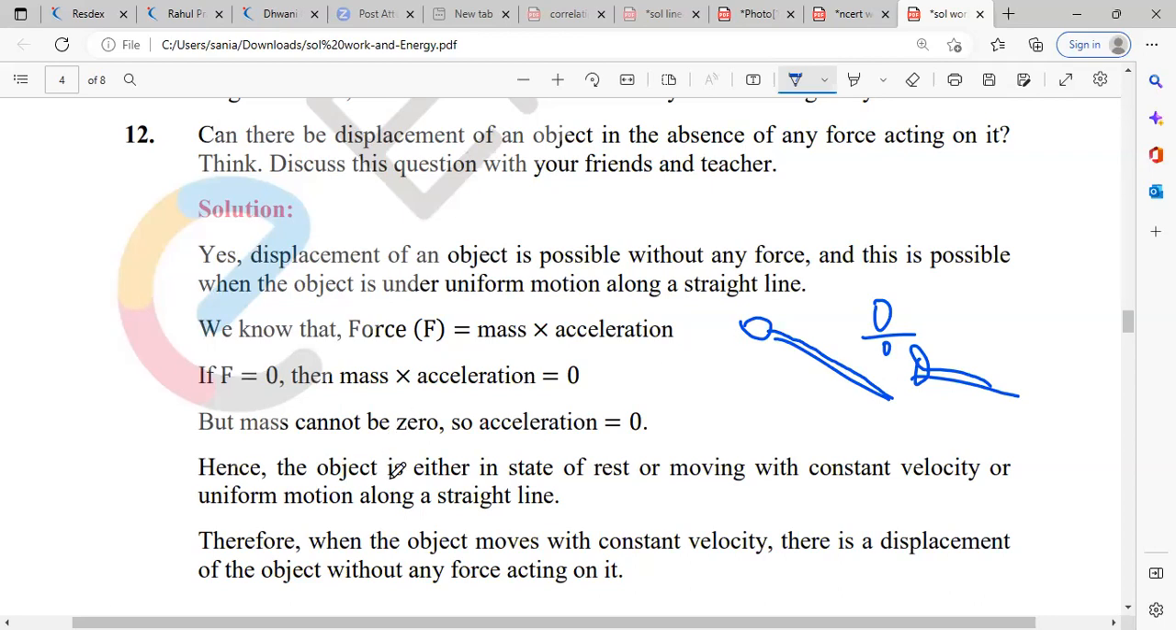So the object is either in the state of rest, right, or moving with a constant velocity or uniform motion along a straight line, right? So you have two situations. One, if you are at rest, then your displacement will be zero. If the object is moving with constant velocity, constant speed, then also its displacement will be zero. Is it clear? Yes, ma'am.